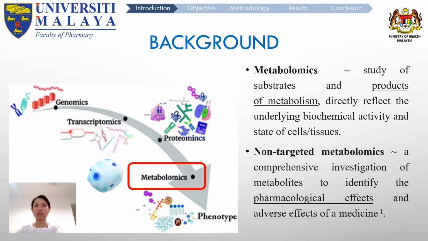In omics technology, it started with genomics, transcriptomics, proteomics, and now metabolomics. It is a study of substrates and products of metabolism that directly reflect the underlying biochemical activity and state of cells or tissue. In targeted metabolomics, the metabolites are compared with reference standards, for example, in a pharmacokinetic study. In non-targeted metabolomics, a comprehensive investigation of metabolites is done to identify pharmacological effects and adverse effects of a medicine.